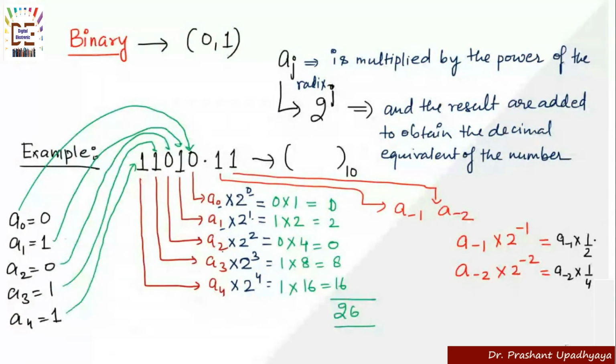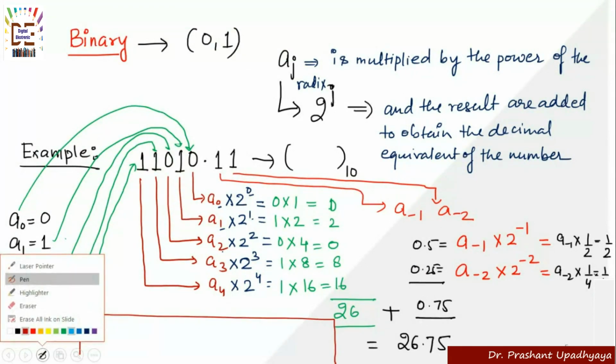Okay, what is the value of a minus 1? 1. That is 1 divided by 2. And what is the value of a minus 2? 1. 1 into 1 by 4. So what is the value of 1 by 2? 0.5. And what is the value of 1 by 4? 0.25. And if you add this, what will be your answer? 0.75. And if you add 26 plus 0.75, what will be your answer? 26.75.